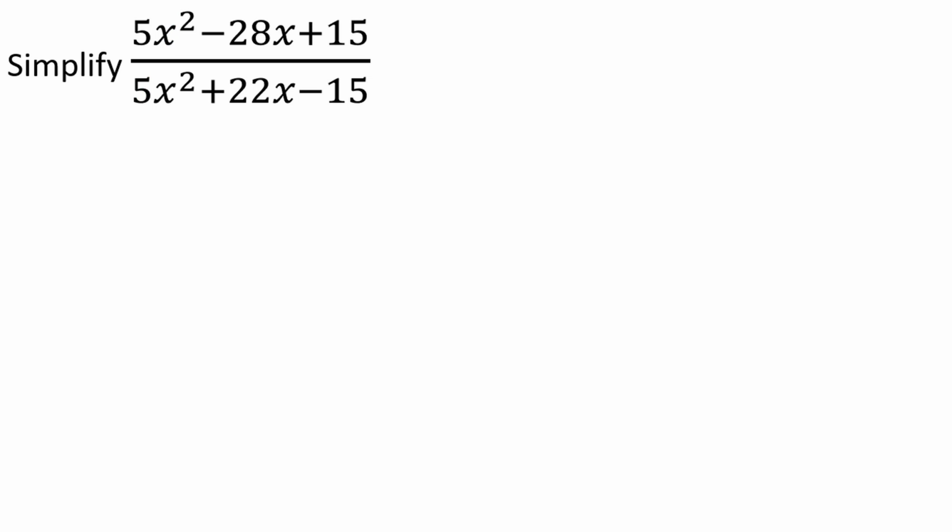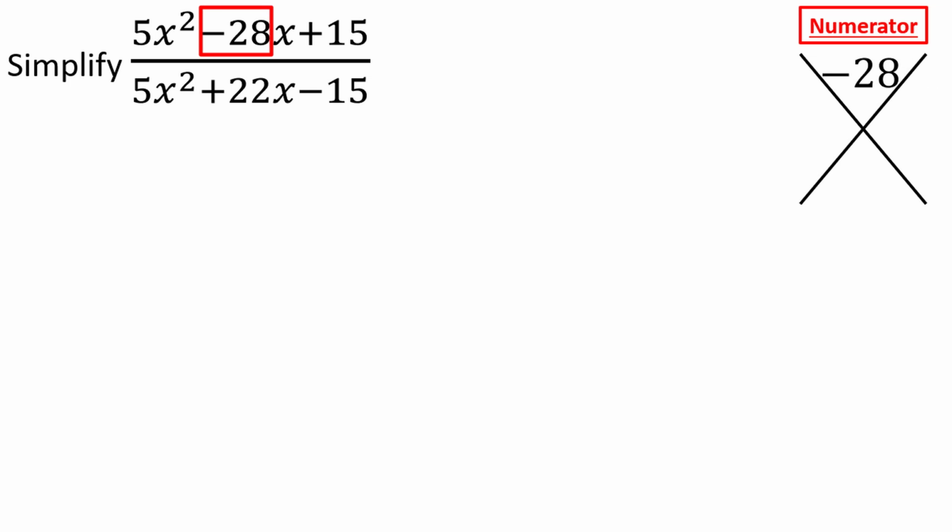We are going to have to factor both the numerator and denominator. For the numerator, we need two numbers that add to negative 28 and multiply to 5 times 15, which is equal to 75. Remember that when we have a coefficient on our x squared term, as we do here, we need to multiply the a and the c constants together to find out what we need to multiply to in the chart, which in our case is 5 times 15, which is where I got 75.